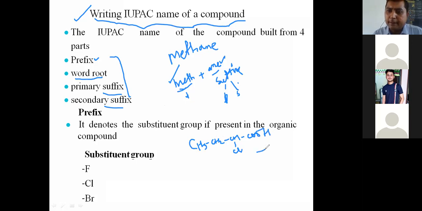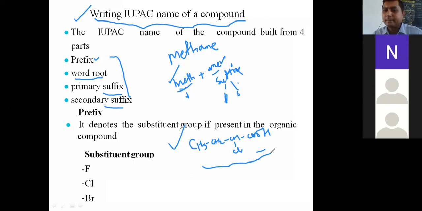Can you tell me the IUPAC name of this compound? Can you write the IUPAC name of this compound? Is it visible to all? Yes, sir, it is visible. Please write this name in your notebook. When we are reading chemistry, everyone should have a copy and pen. When I ask now, everyone should reply.